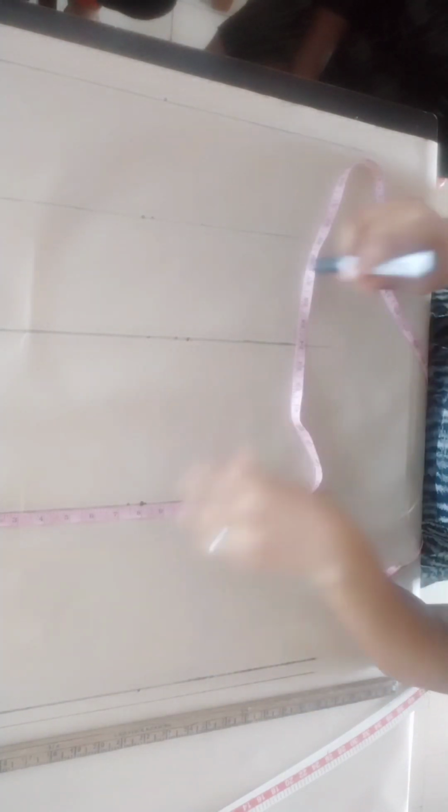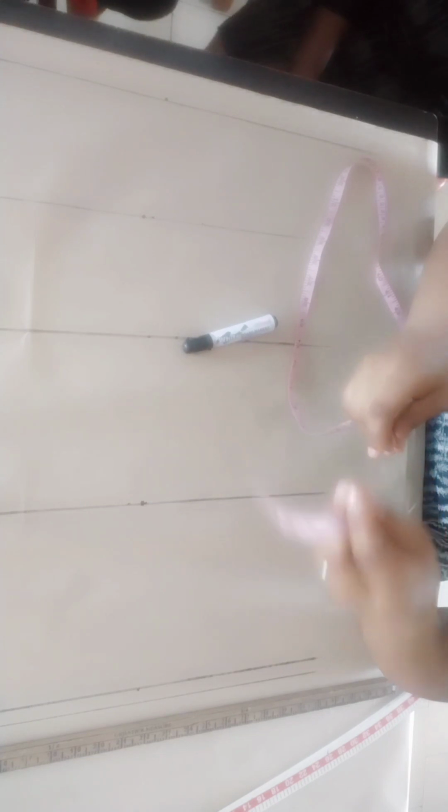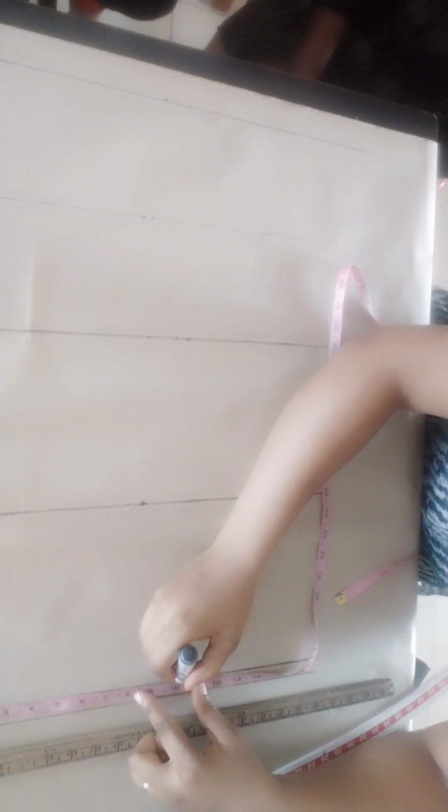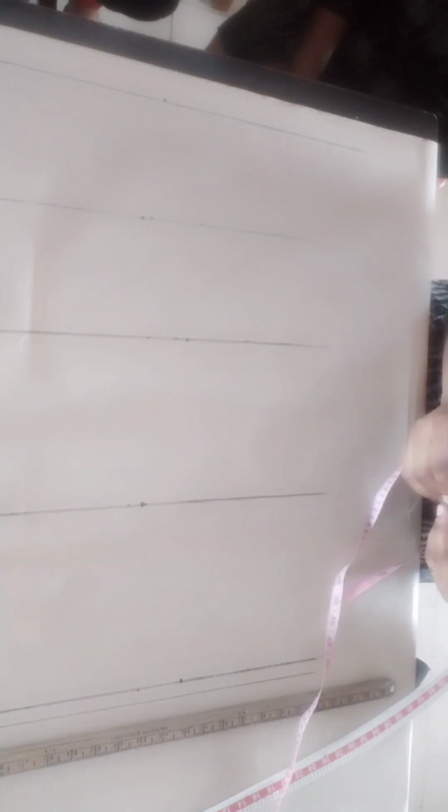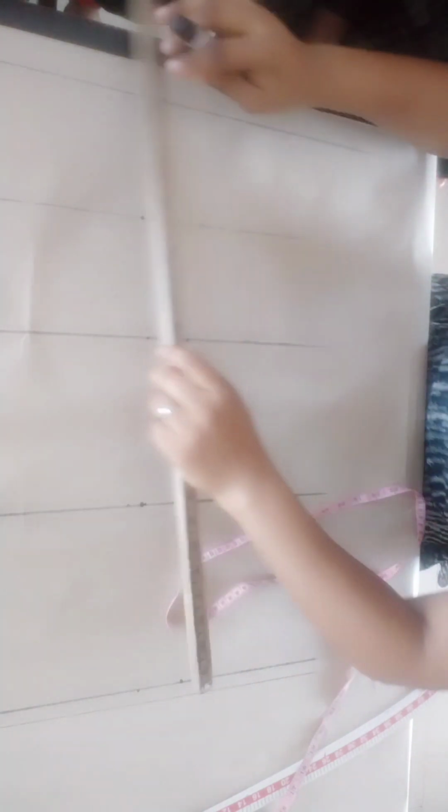What did we get for hip? 40 what? 39, good. 39 divided by 4, we have 9 3/4 plus half, we have 10 1/4. Very good. So let's join up.